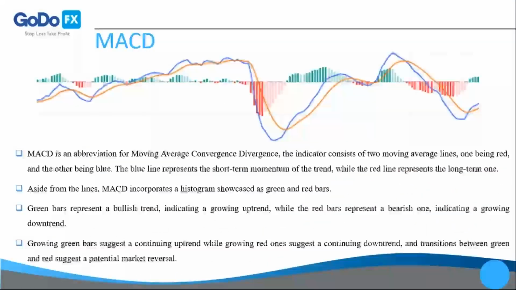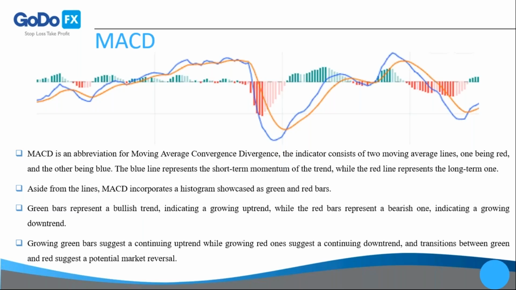The second indicator we will be discussing is the moving average convergence divergence, which is written as MACD and pronounced as MACD. It consists of two moving average lines, one being red and the other being blue. The blue line represents the short-term momentum of the trend. On the other hand, the red line represents the long-term one. Aside from its lines, it incorporates a histogram. The histogram is showcased in green and red bars.